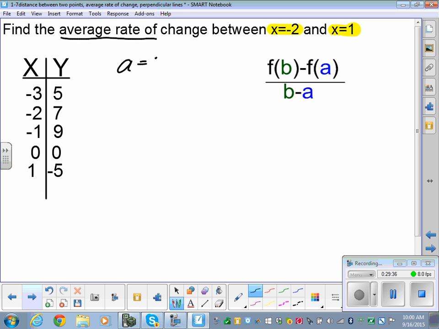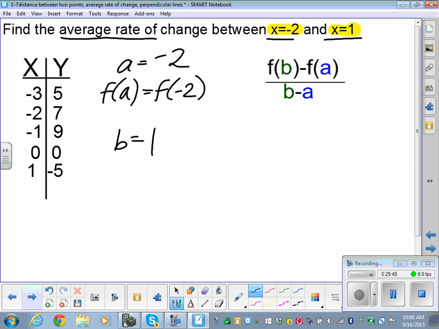A is equal to -2, and B is equal to, that's my smallest, largest, so B is equal to 1. Okay, now we need to know f of A, which means what's our function at -2? Well, the XY table is the easiest. You don't have to calculate a dang thing. You look with your eyes.